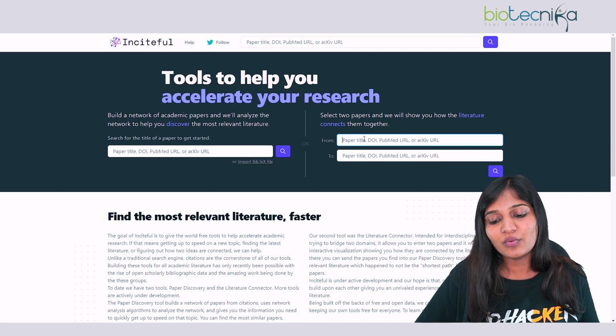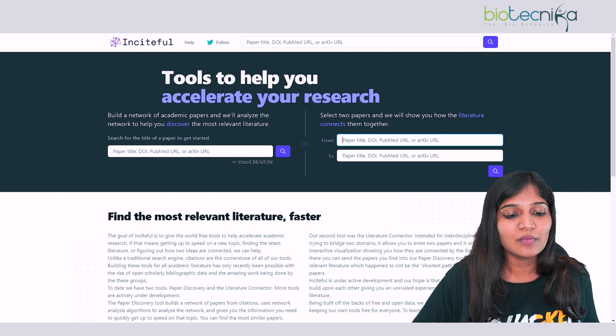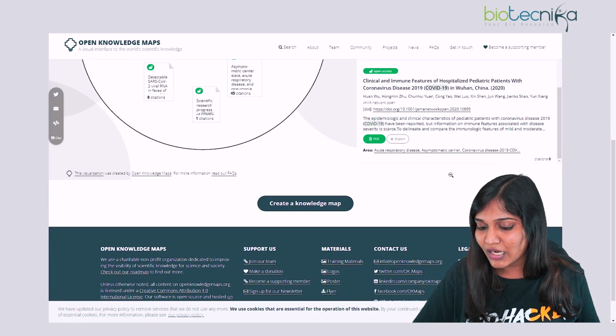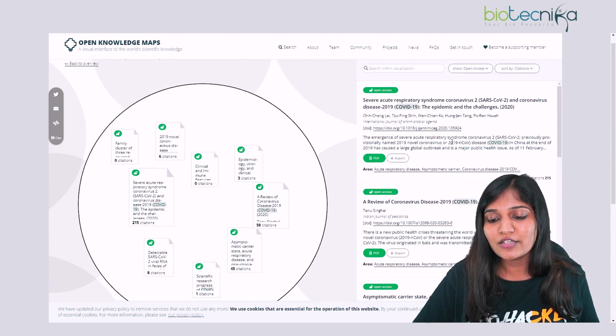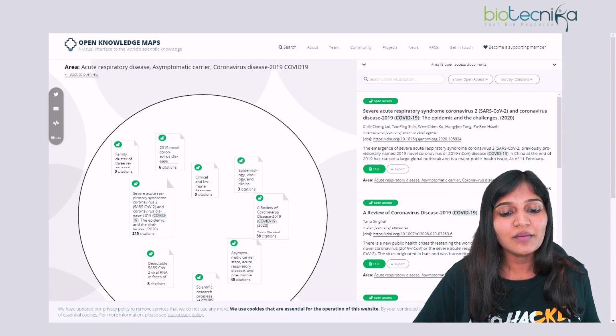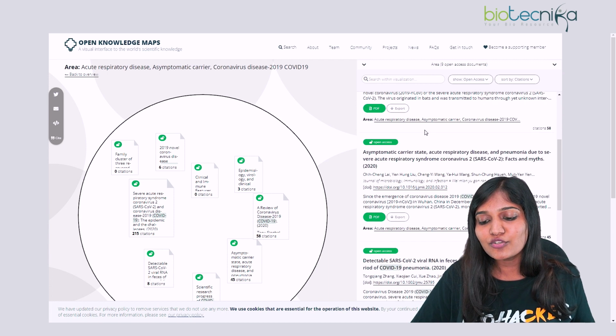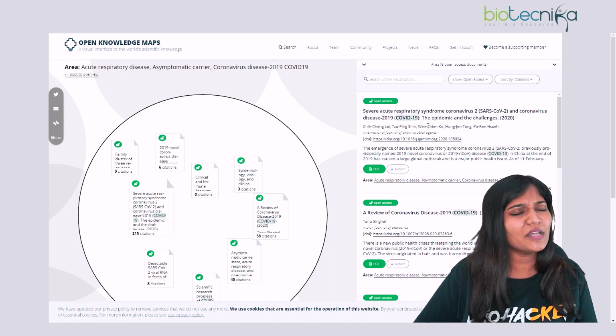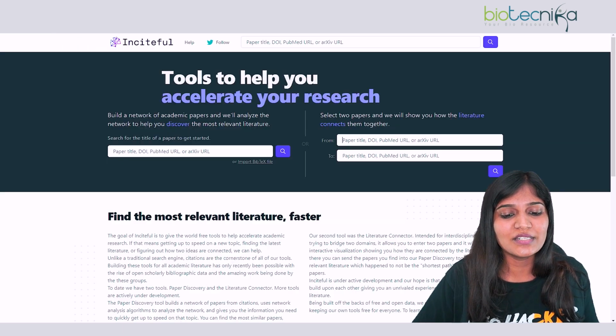Suppose there are many papers that we have seen through this Open Knowledge Maps. Like I have seen almost 6-7 papers which are related to my area of interest. So I am going to choose 2 papers and check whether those 2 papers are linked, or you can paste many of the papers and find out what the link between them is.